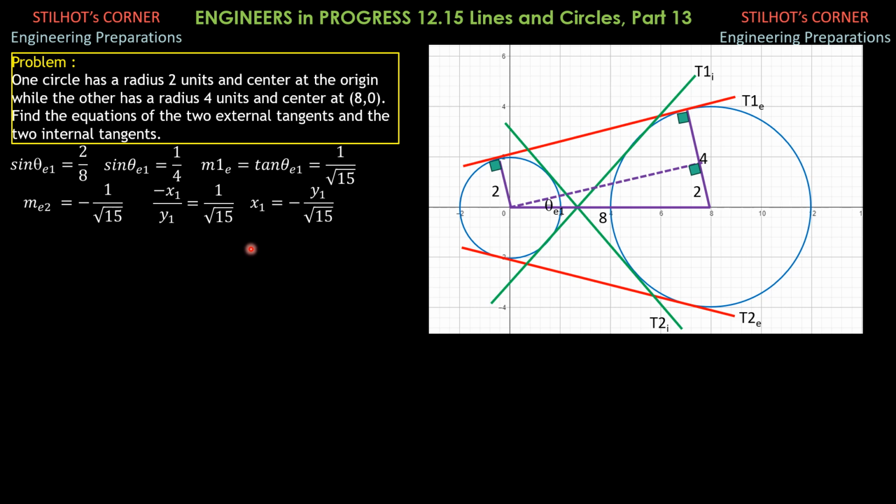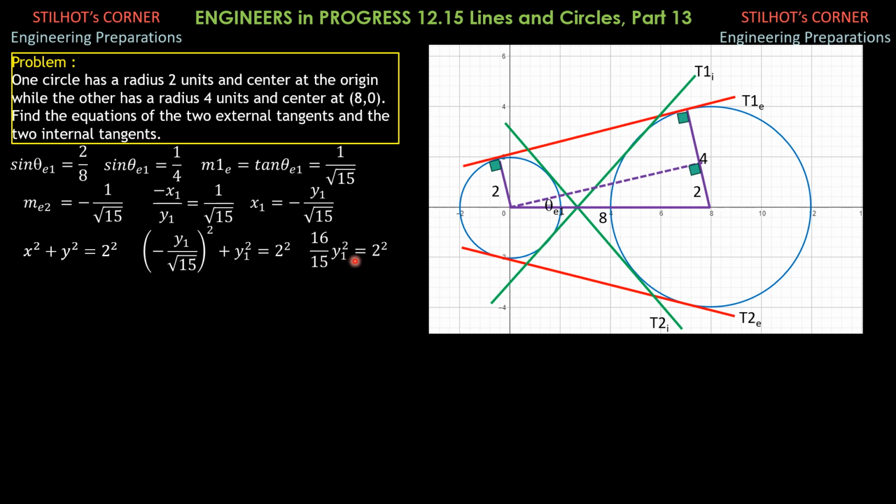We then substitute it into the equation of the circle, which is x squared plus y squared equals radius squared, for a circle with center at the origin. So x squared plus y squared equals 2 squared, and x1 is equal to this. So negative of y1 over square root of 15, squared, plus y1 squared equals 4, or 2 squared. So this is y1 squared over 15 plus y1 squared, that's 16 over 15 y1 squared equals 2 squared after we combine these two.